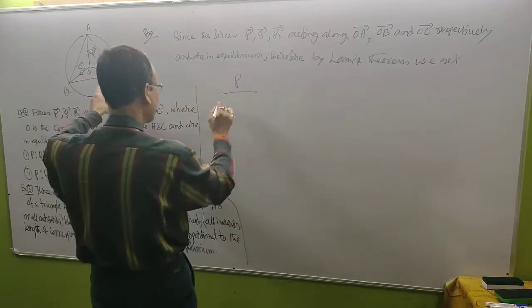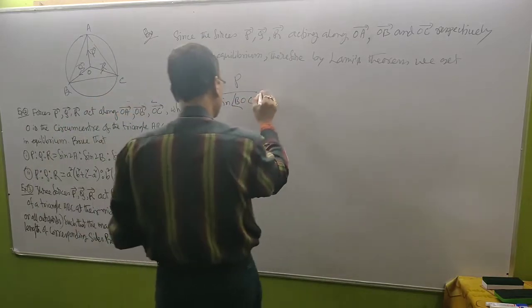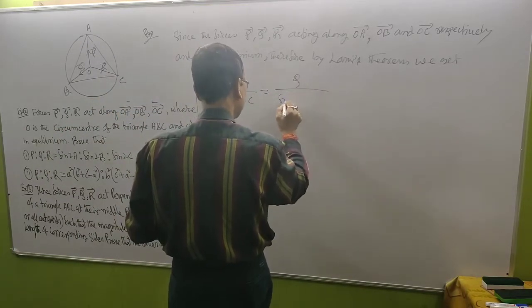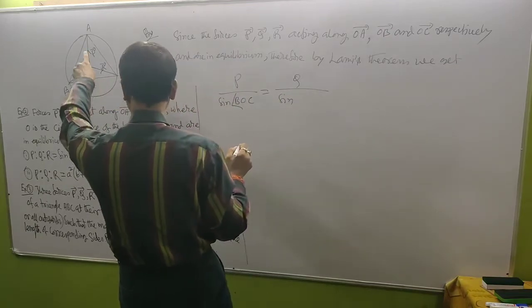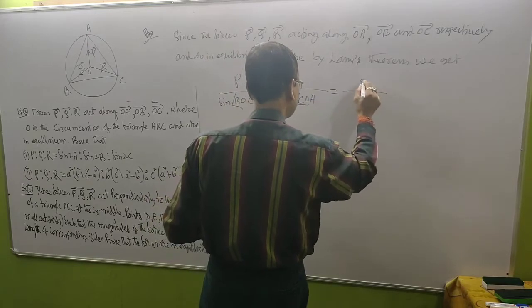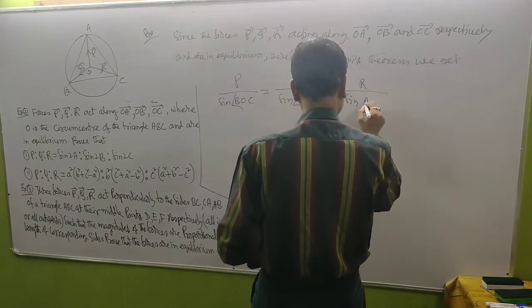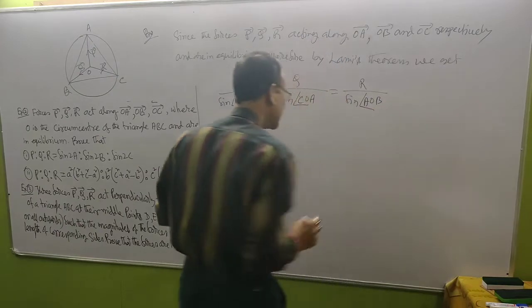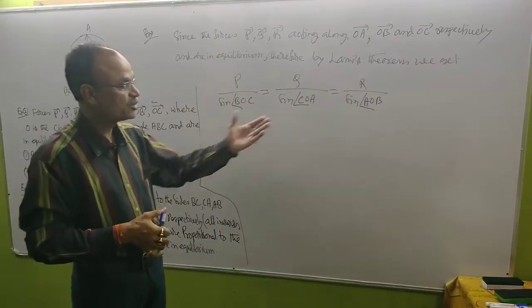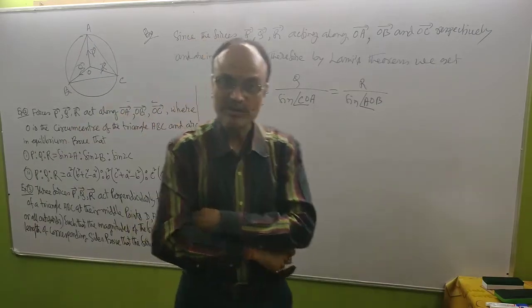P divided by sine BOC, Q divided by sine COA, and R divided by sine AOB. The magnitude of each force is proportional to the sine of the angle between the other two.